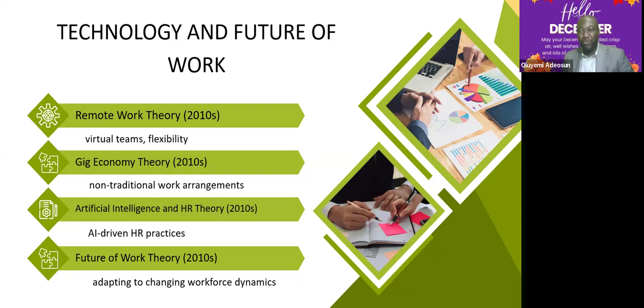Ladies and gentlemen, the four theories we'll be looking at very swiftly: you have the remote work theory, we have the gig economy theory, we have the artificial intelligence HR theory, and then we have the future of work theory. Remote work speaks to things around virtual teams and flexibilities. Gig economy theory speaks around things like non-traditional work arrangements. AI, of course, speaks to HR-driven practices. And future of work speaks to adapting to changing workforce dynamics.